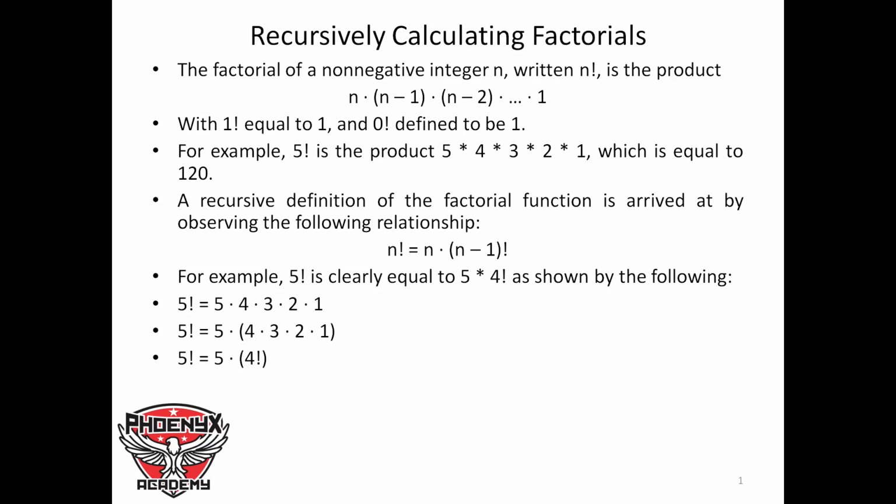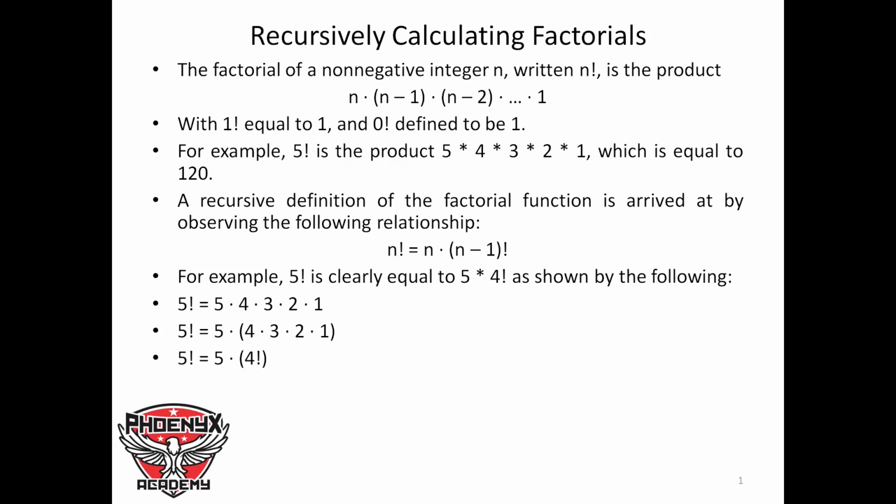A recursive definition of this factorial function is arrived at when we look at the following relationship. n factorial is equivalent to n multiplied by the product of n minus 1, as we can see in this example. 5 factorial is the same as 5 times 4 times 3 times 2 times 1. And 4 times 3 times 2 times 1 is just 4 factorial. So we can confidently say 5 factorial is the same thing as 5 times 4 factorial.